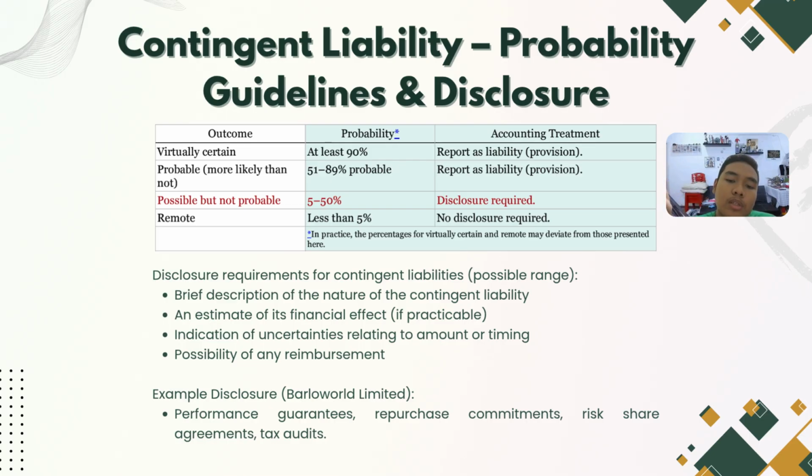Now, what must we disclose for a contingent liability in the possible range? We need to give a brief description of the nature of the contingent liability. If possible, we provide an estimate of its financial effect. We also indicate any uncertainties about the amount or timing and the possibility of any reimbursement. An example disclosed by Barwar Limited includes performance guarantees, repurchase commitments, risk share agreements, and tax audits.